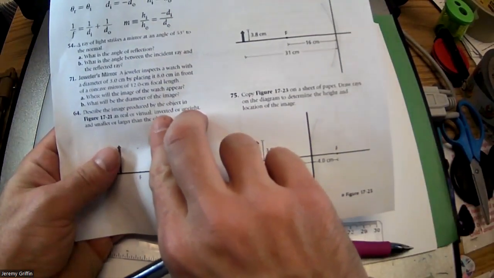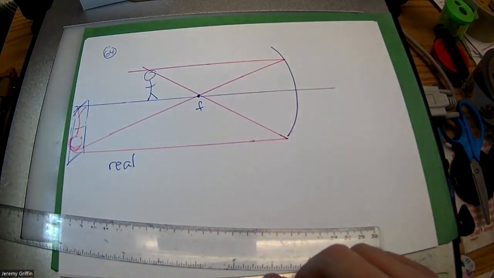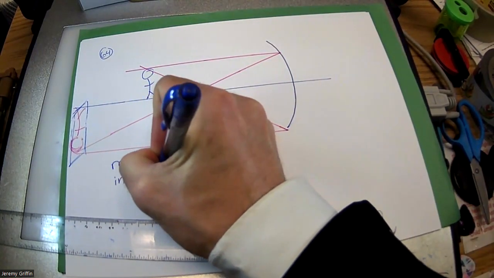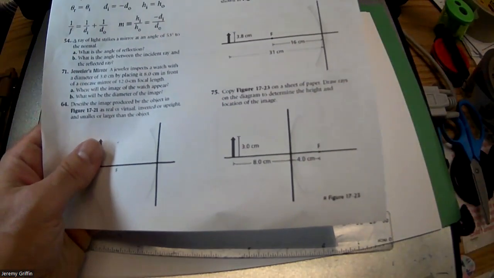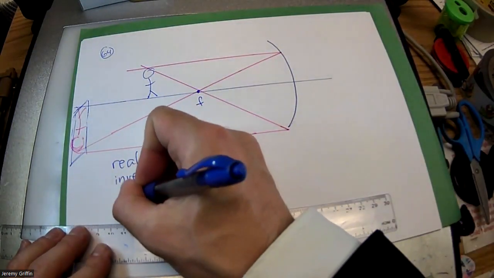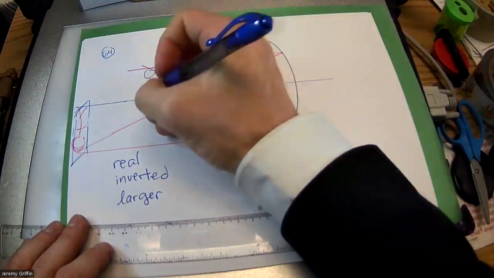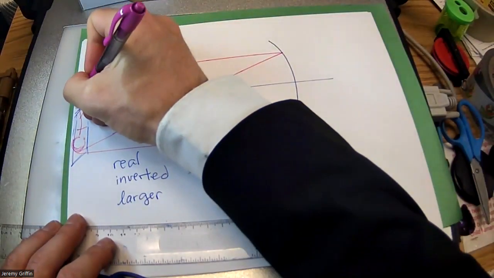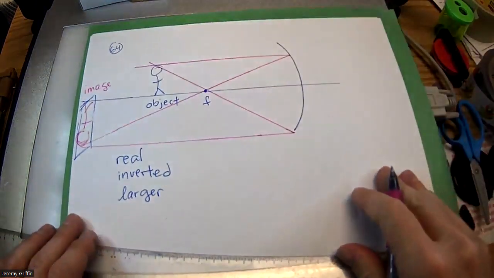Is it inverted or upright? What do you guys say? Yeah, inverted. Okay. And then if you compare the sizes, is it larger or smaller than the original object? Larger. Right. So here's the object. Here's the image. Right, just like that.